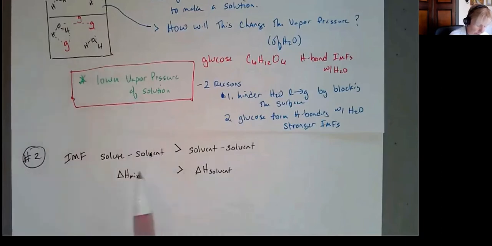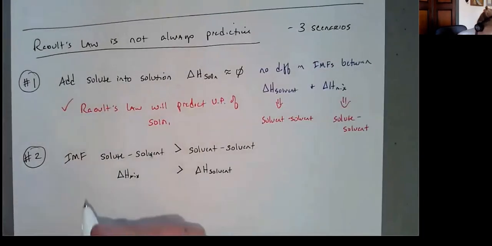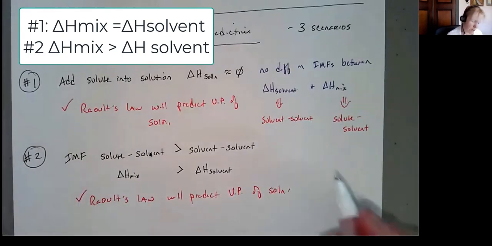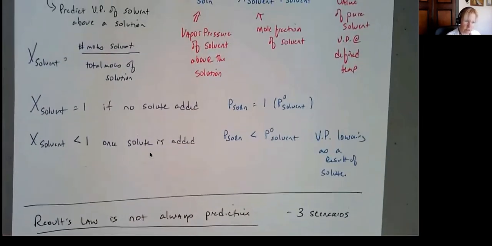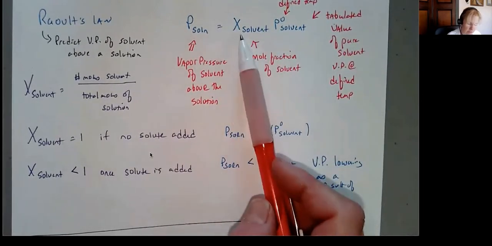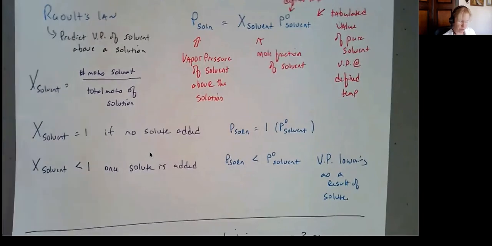I've gone into solution because when I form these intermolecular forces between the solvent and the solute, that's going to be greater than the solvent-solvent intermolecular forces. And so that's going to be favored. That means my enthalpy is negative, and that is going to allow me to use Raoult's law to predict. So this is also a case where Raoult's law will predict the vapor pressure of the solution. In both of these cases, my vapor pressure is going to go down, and it's going to go down predictably, and I can use this equation here to figure it out. All I need to know is my mole fraction of solvent, the temperature, and I can look up what the tabulated value of the vapor pressure of the pure solvent would be.